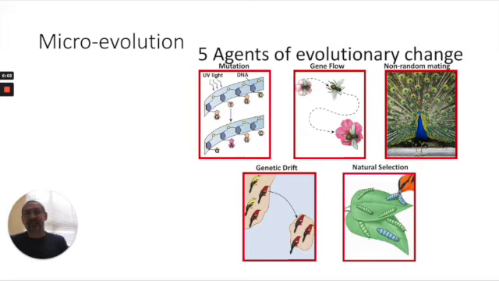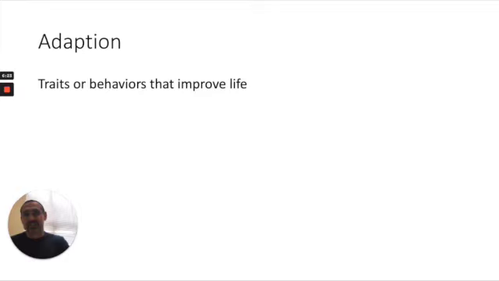Or in the case of natural selection, certain traits are beneficial and help that organism survive and reproduce. Other things are selected against, so they don't get to survive and reproduce and pass their genes on. The beneficial genes get passed on. The ones that have no benefit aren't passed on. That's the idea of natural selection. So adaptations are going to be traits or behaviors that improve life.